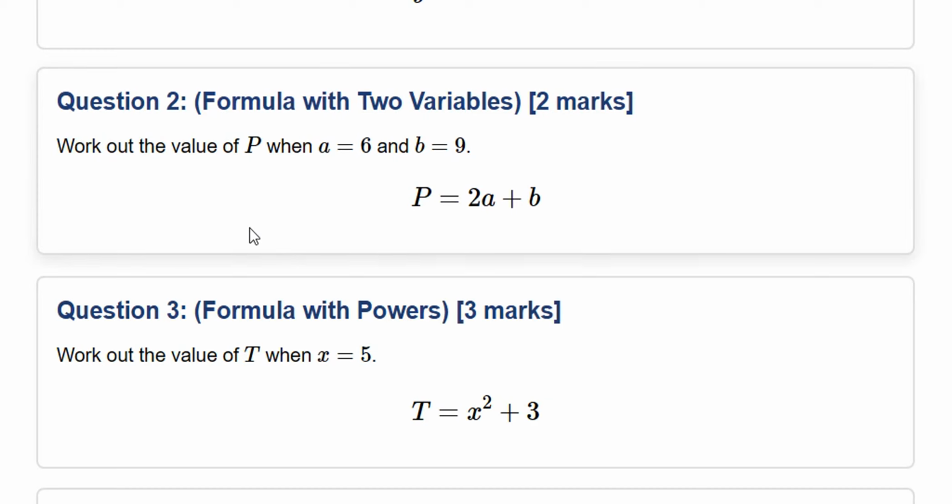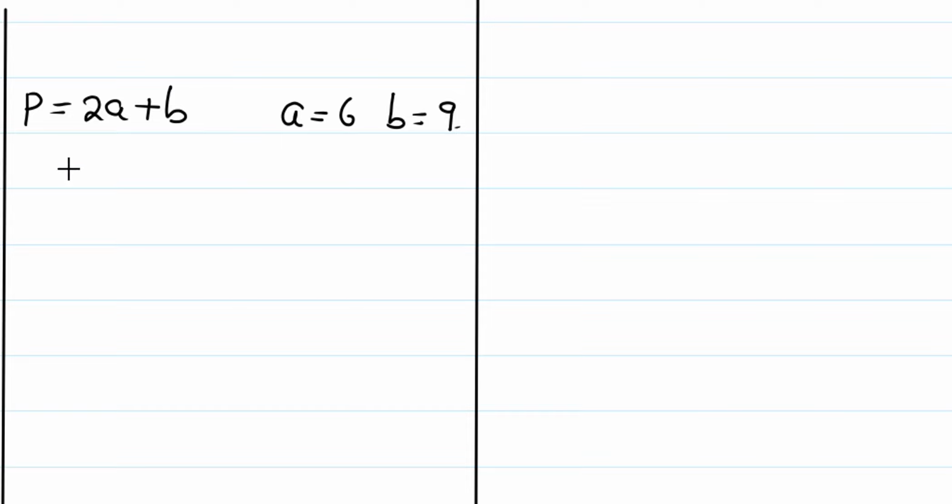So in this question 2, you are told, work out the value of p when a is 6 and b is 9. Then you are given p is equal to 2a plus b. So as we did in question 1, we are going to take all the values where a appears, then we'll replace it with this value of a, which is 6, and then where b appears, we'll replace it with 9. So in this case, p will be equal to 2 into a, but we already know a is 6, then plus b, but we already know b is 9, like that.